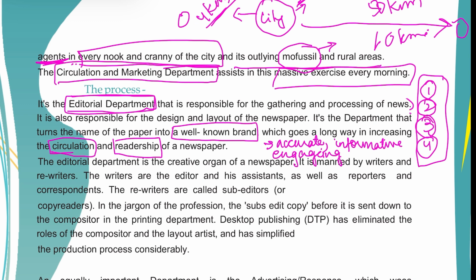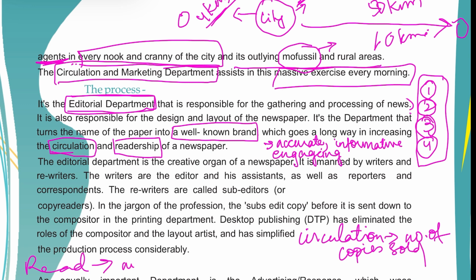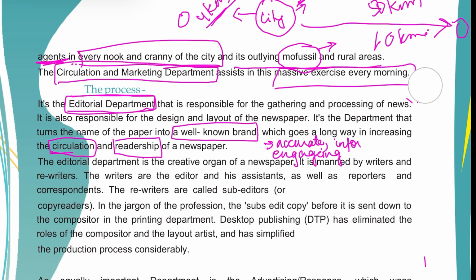Now here, the number of copies sold is 1. And how many people read that newspaper? 6. So the circulation number is 1 and the readership number is 6. Circulation means the number of copies sold, the number of newspapers sold, and readership means the number of people who read the paper. Okay, all right, impressions basically. So now let's move further and read about it.